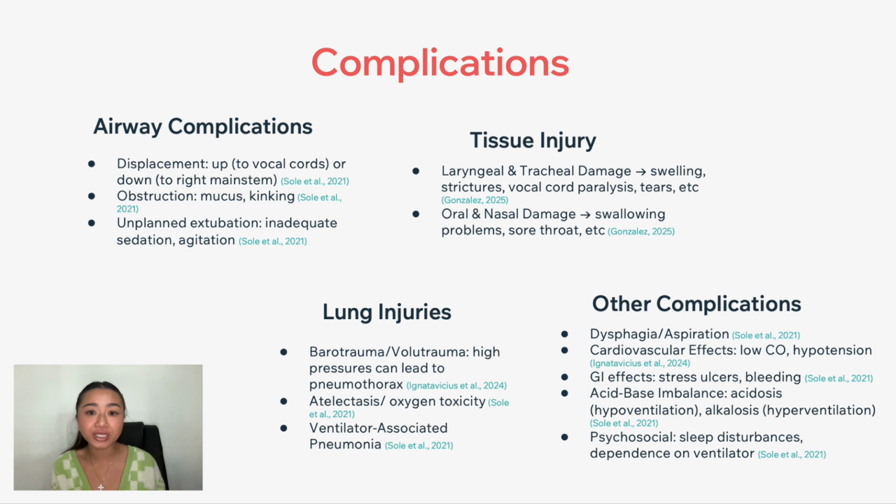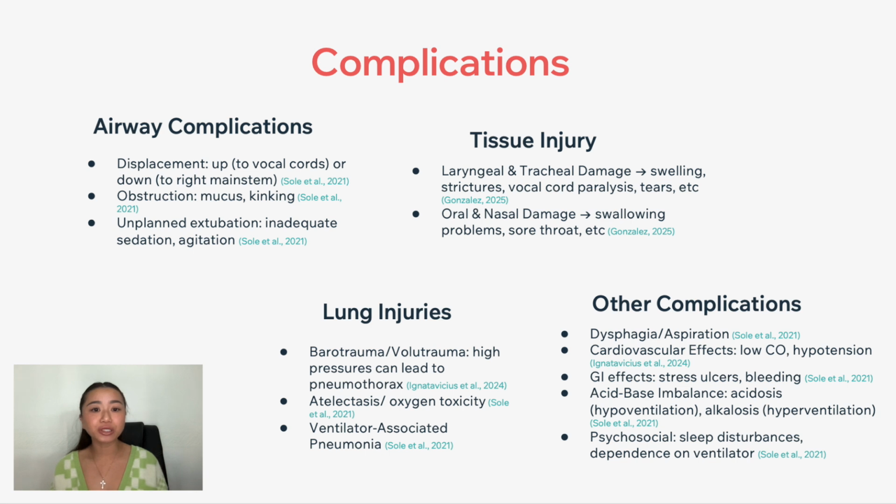Moving on to tissue injuries, the tube can put pressure on the trachea or the larynx, especially if the cuff is either too tight or the tube size just isn't right. This can cause swelling, strictures, or even tears, and may result in infections, vocal cord paralysis, or decreased lung function. These patients may have difficulty breathing, a sore throat, or trouble swallowing after removal. Additionally, pressure injuries can also affect the lips or the nose, which is why frequent repositioning and oral care are extremely important.